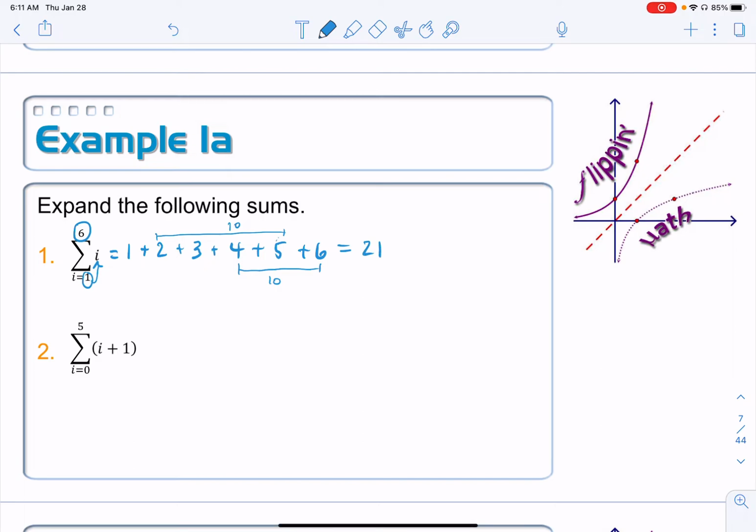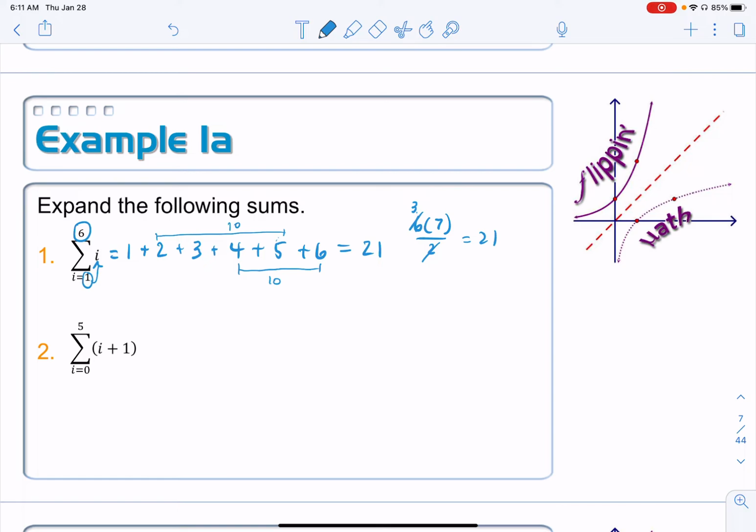Now, since this is essentially the same thing as that Gauss formula that we came up with, n times n plus 1 divided by 2, we could do n, which is, let's see, our n is 6, times n plus 1 is 7, and then divided by 2. 2 goes into 6 3 times, which gives us the 21. Wow, fantastic. We got the same number.